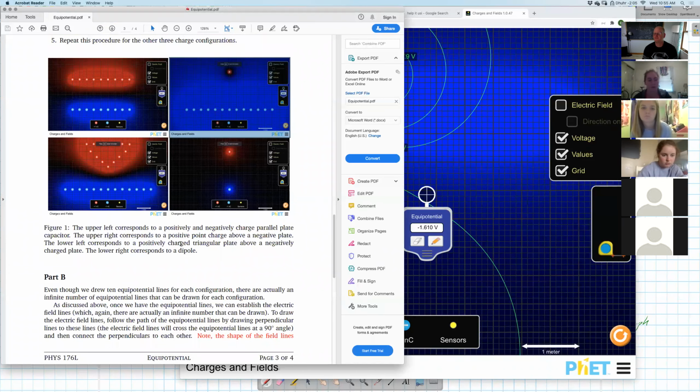Yes, correct. In this one, you're not doing any calculations or anything like that. I don't want to know the magnitude of the field or anything. It's mostly just drawing these beautiful pictures, drawing your electric fields over top of that. And like I said, just save those, upload those, and that's it. So nice and easy.